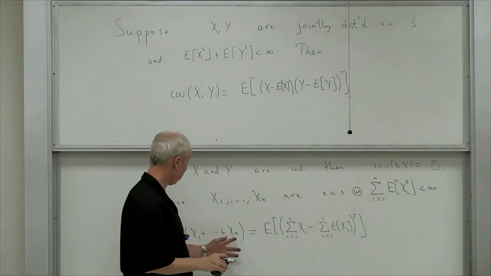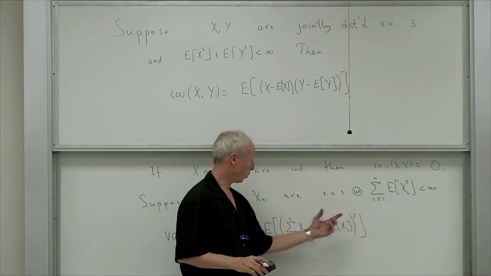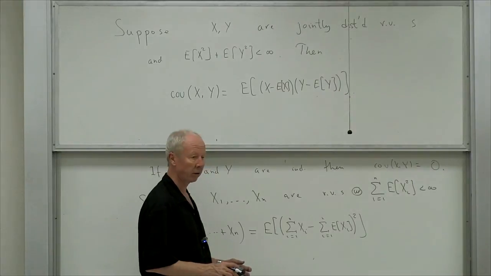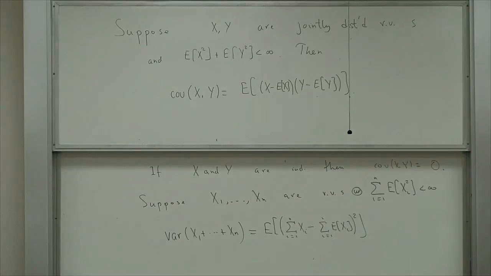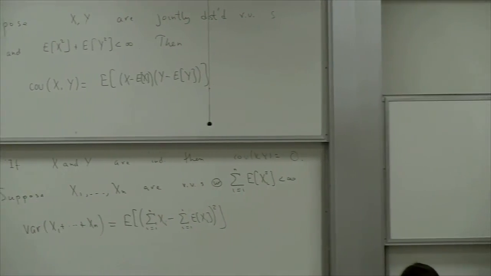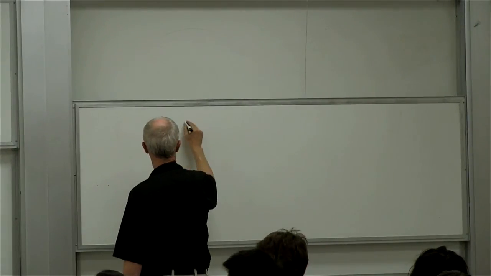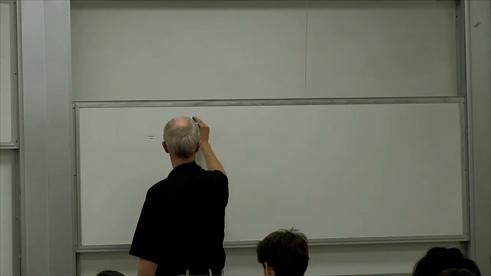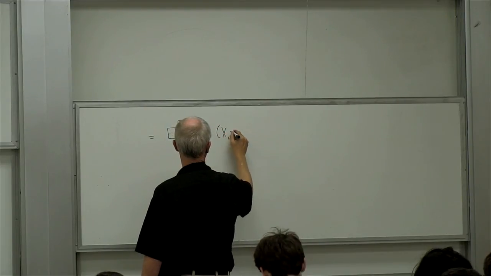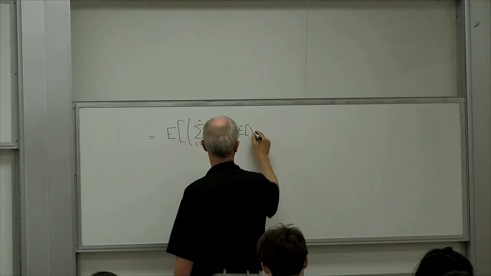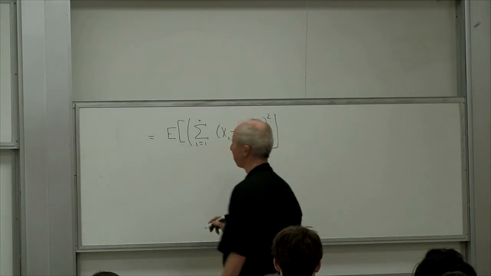Right? The variance of a random variable is that random variable minus its mean, and you square the difference, and then you take expected values. And I'm going to combine those sums. Like that.